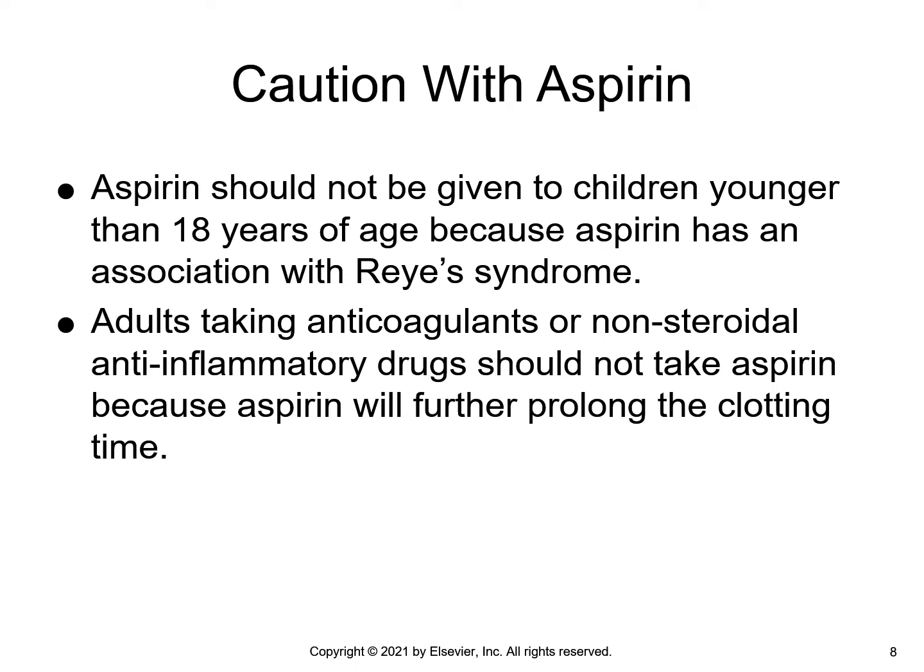Aspirin should never be given to children under the age of 18 years of age. This is due to the occurrence of Reye's syndrome. Adults that take anticoagulants or non-steroidal anti-inflammatories should not be advised to take aspirin because this will prolong their clotting time.